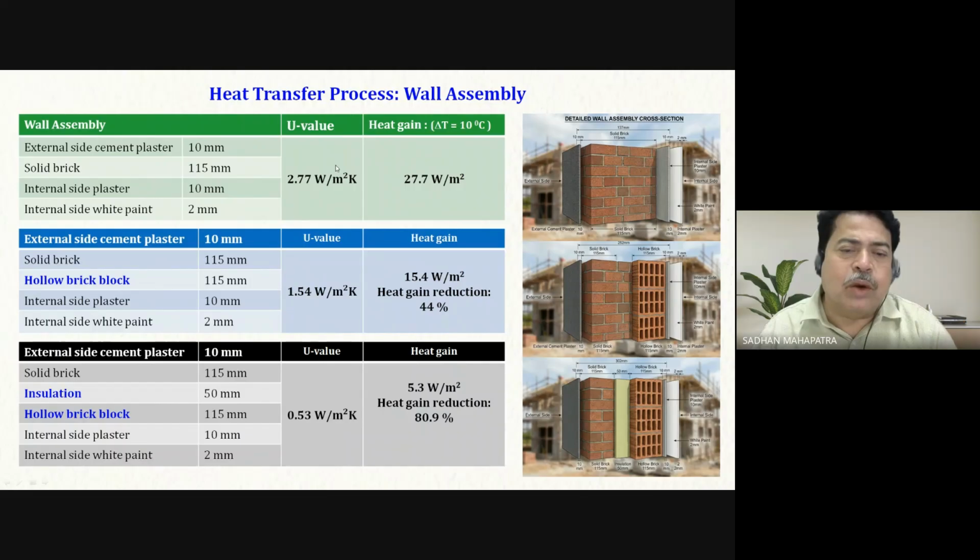So basically what you are doing is trying to manipulate this U value, the overall heat transfer coefficient. Your target will always be how I can reduce this overall heat transfer coefficient. How can you do it? What kind of building materials are you using? What is the thermal conductivity of those building materials? Can I put in a hollow brick block? Can I put in an insulation material? By doing this, you are changing this U value in all these three cases. We'll come to the calculation of the U value again.